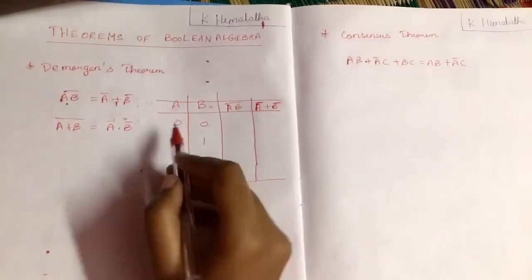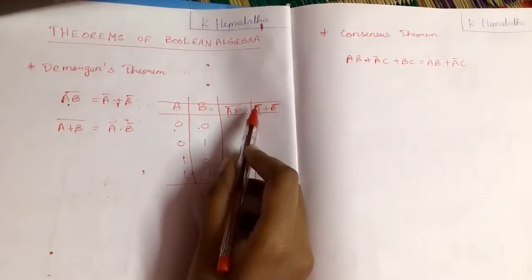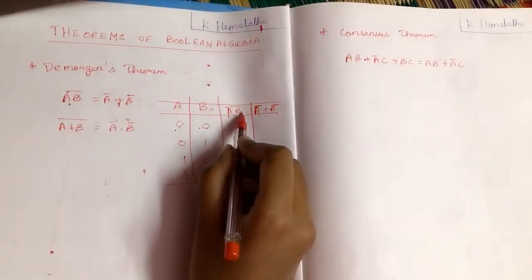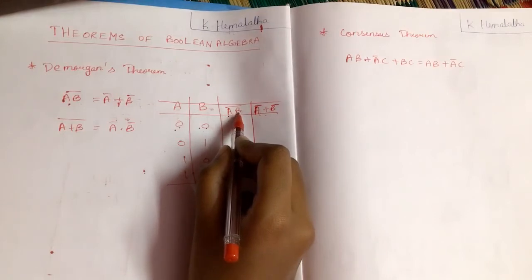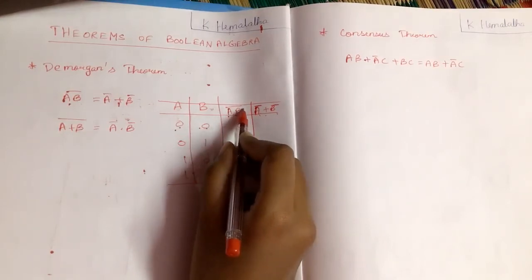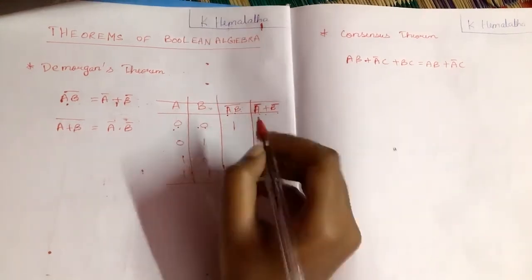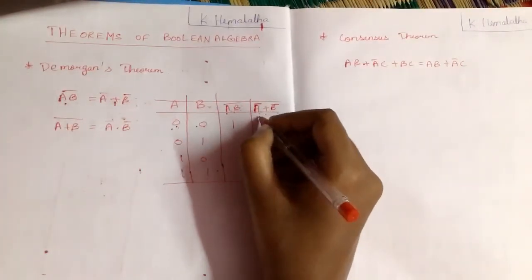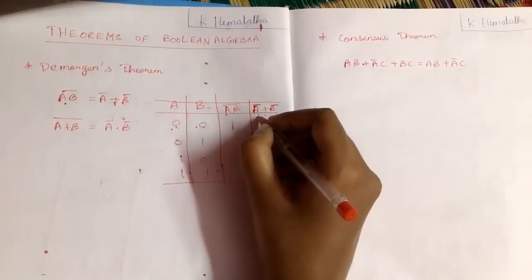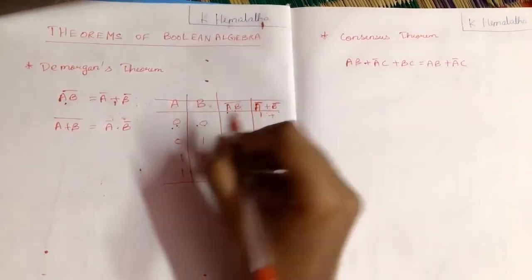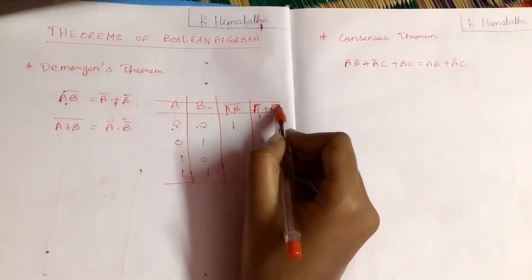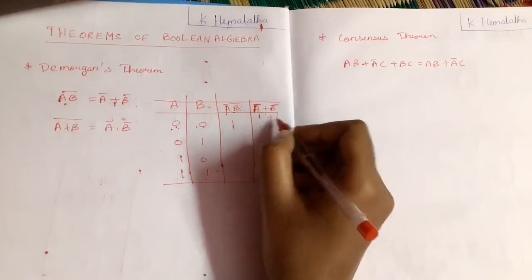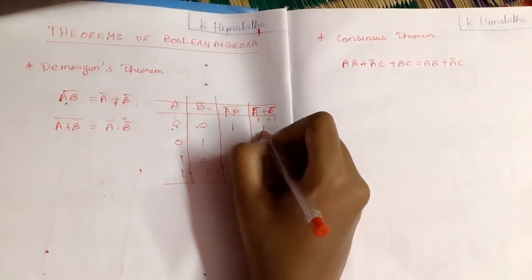We are going to apply each and every value to this (AB) bar and A bar plus B bar. So I am applying 0 and 0. A is equal to 0, B is equal to 0. If I apply the complement of that, I will get 1. The same thing I do for this: A value is 0 and its complement will be 1, plus 0 complement is 1. So then 1 plus 1, what is the output? I will get 1.